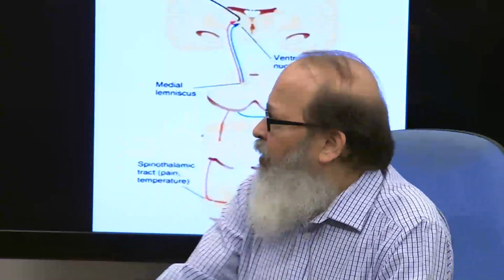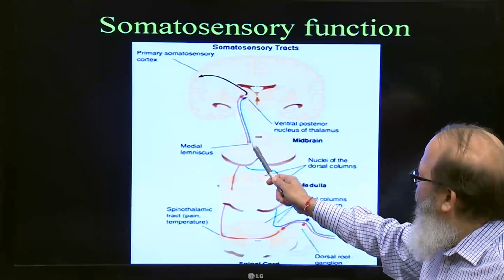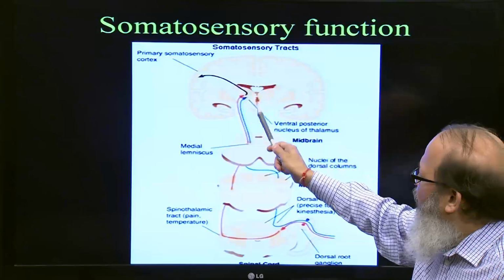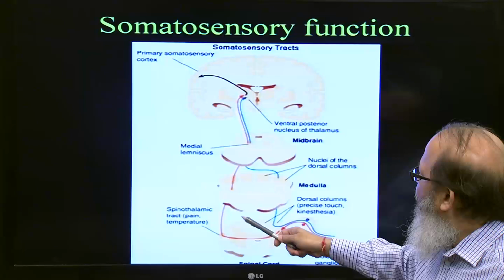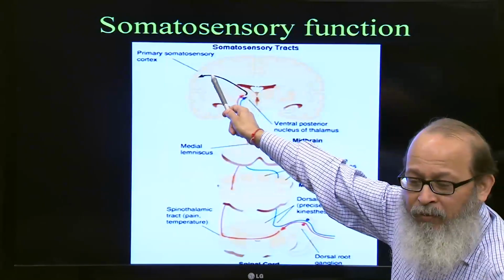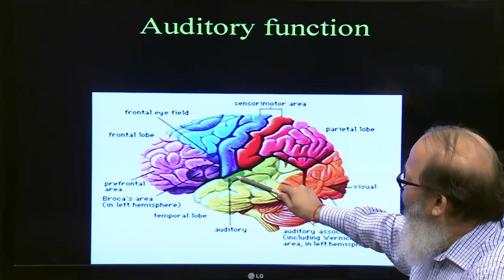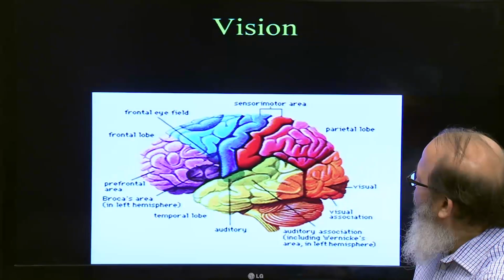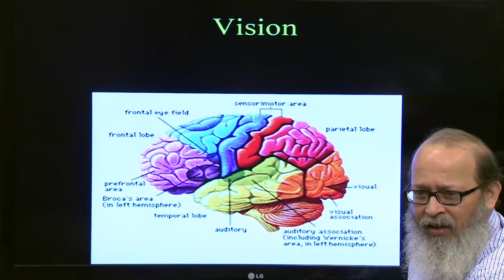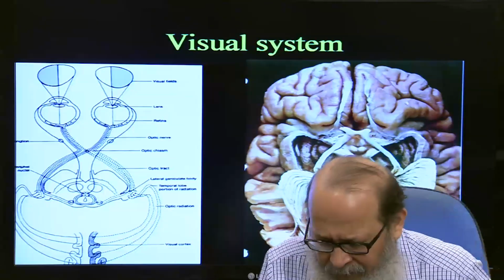This is a somatosensory. The sensations come from below and You can see this. It comes, it crosses, it goes up to thalamus, thalamus to that parietal lobe. Auditory function, it comes through the ear. See this? Vision. Now, give a second and think.